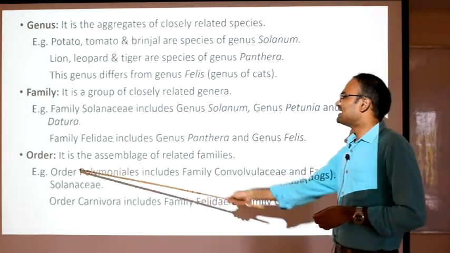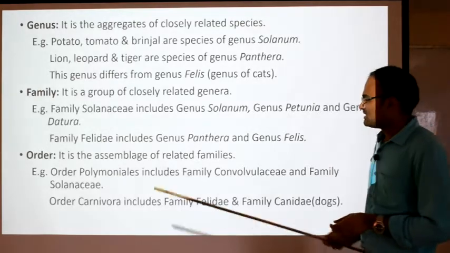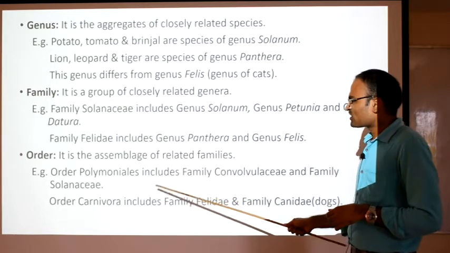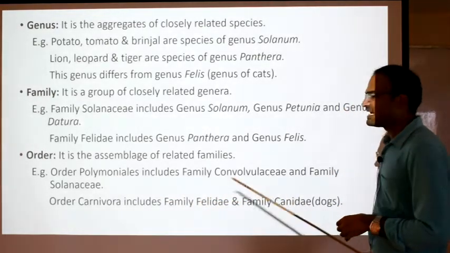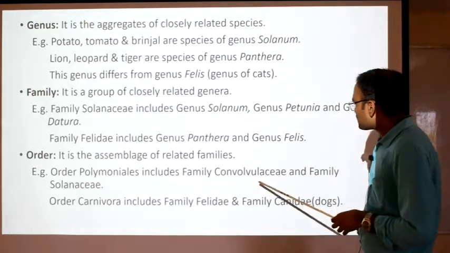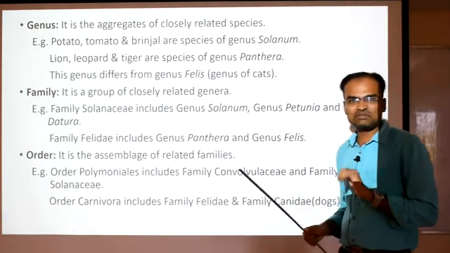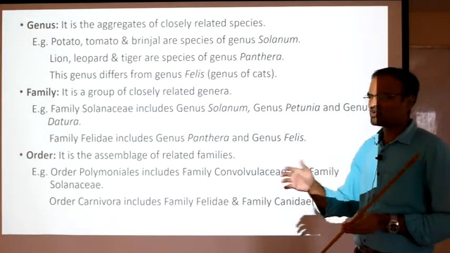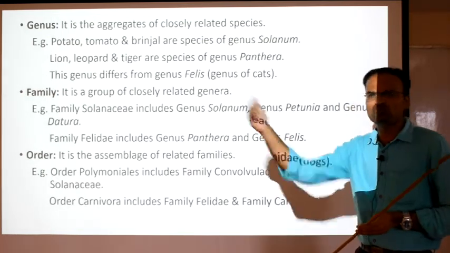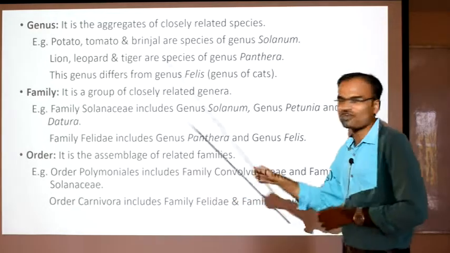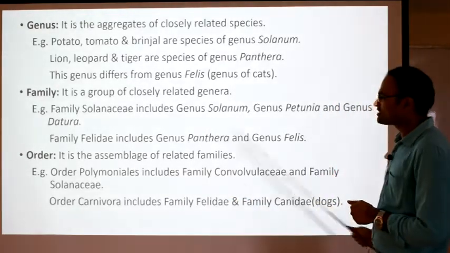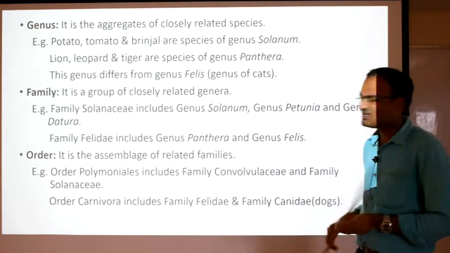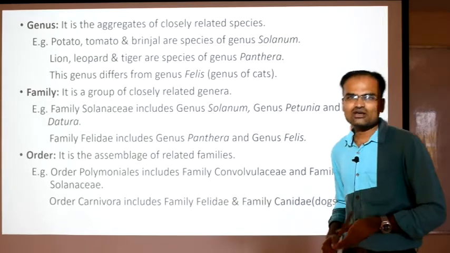Next one is the order. It is the assemblage of related families. So each order consists of many families. For example, order Polymoniales. It is the name of an order which includes the family Convolvulaceae and the family Solanaceae. The Convolvulaceae family is one of creeping plants. It's a creeper, not a tree. And family Solanaceae is herbaceous. The Solanaceae family members will grow up to 3 to 4 feet, that much. But both are included in the same order, that is Polymoniales. Why? Because both possess the same type of sexual structures. Their flower structures somewhat resemble each other. That's why they have been included in the order Polymoniales.